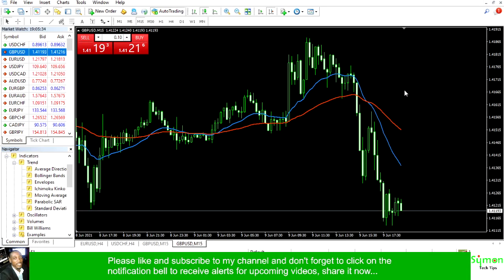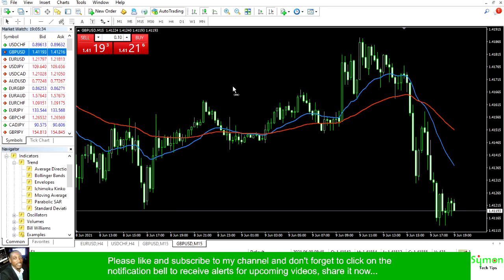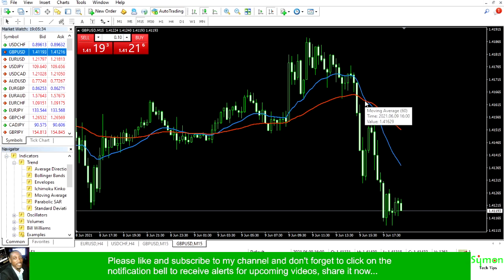All right, so basically we are looking for a cross of the moving averages. We want to see these two moving averages cross at a point in the movement of price, whether in a bearish movement of price or in a bullish movement of price. So for instance, we have a cross here. So how do we enter the trade? How do we take the trade?